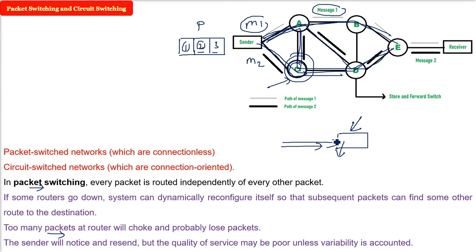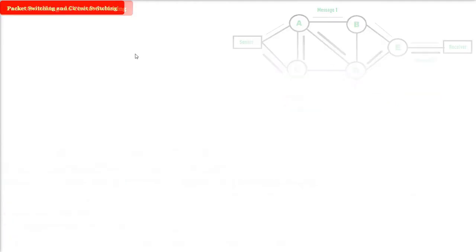So the sender will notice and resend, but the quality of service can be poor because there has to be some way to account for which packet was dropped and which wasn't. So the quality of service of packet switching is not as good as that of circuit switched networks. For example, you are sending an image as a message using packets. Now if a packet is lost, how do you see the image at the destination?